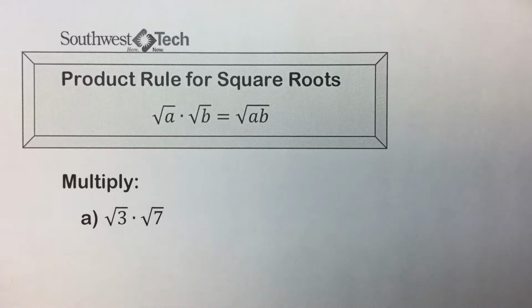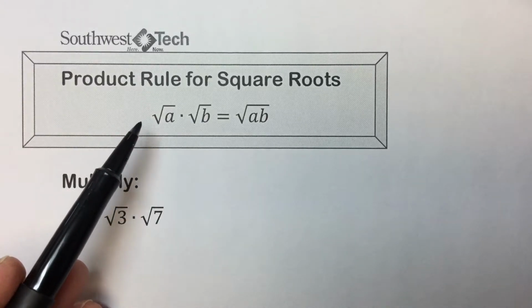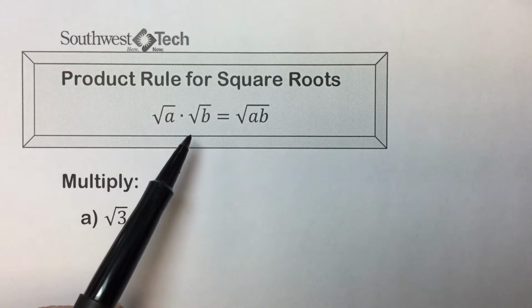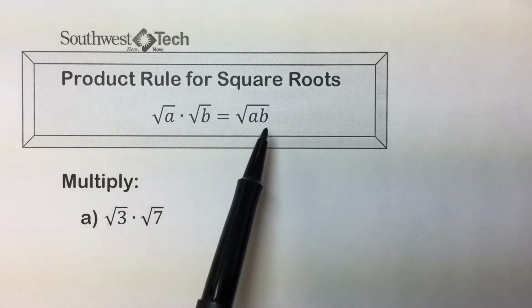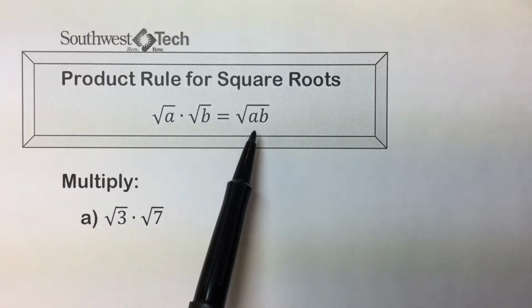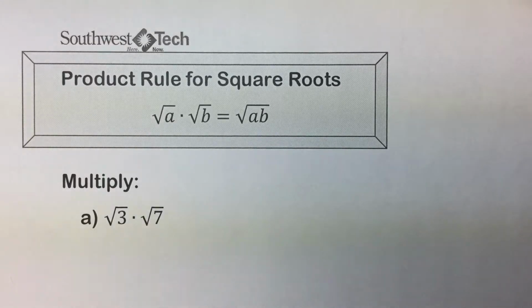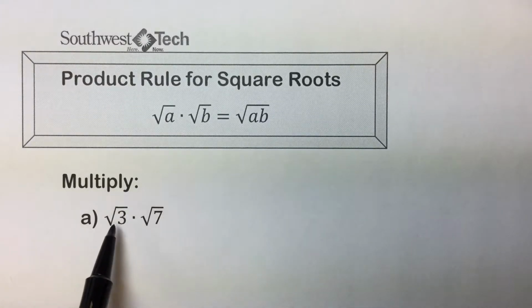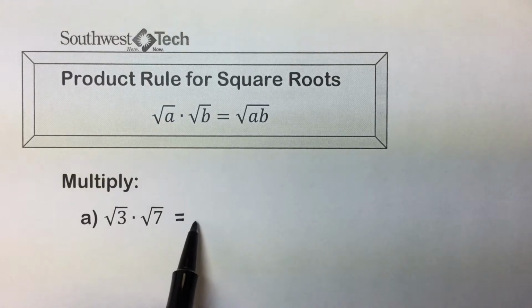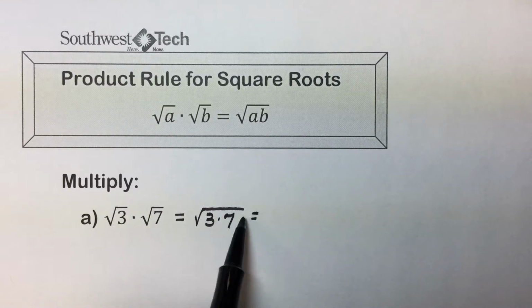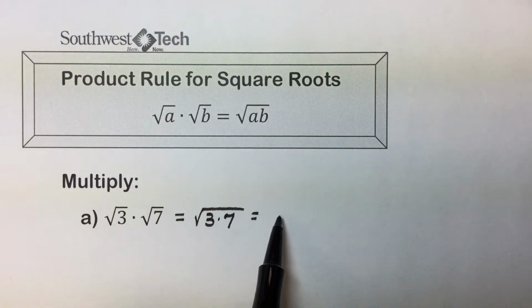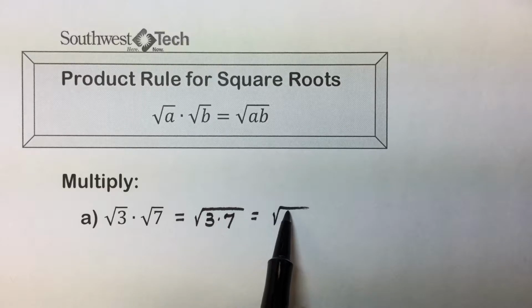For any real numbers, the square root of a and the square root of b, to multiply square roots, we simply multiply the radicands and take the square root. Let's illustrate this property, the product rule for square roots. Here we have two radicals multiplied together. The rule says multiply the radicands together and then take the square root of that product.